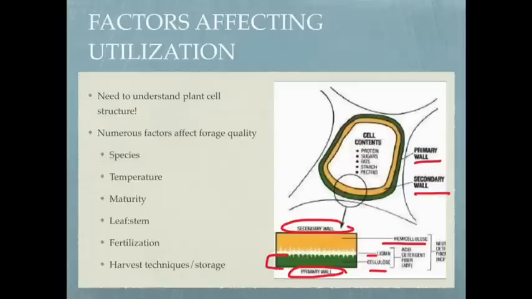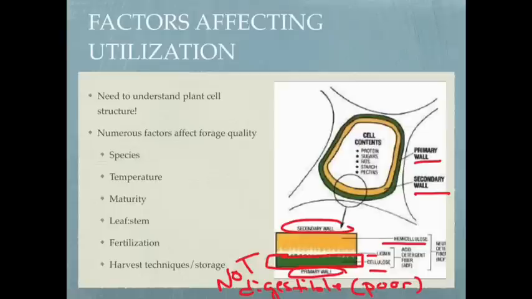This primary wall right here is generally considered not digestible, or it's very poor in digestibility. The other one, the secondary wall, is somewhat intermediate in its digestibility, and so we need to understand what factors affect the development of this cell wall that could affect digestibility for our animals.